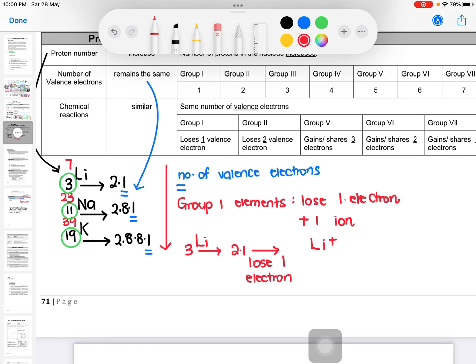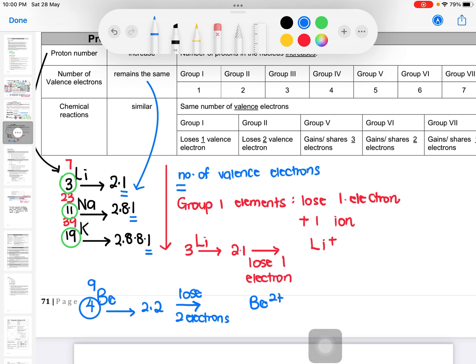For example, beryllium has proton number 4, mass 9. I'm looking at this number here. So beryllium will be 2.2. For 2.2, it will lose 2 electrons. When you lose 2 electrons, you become Be2 plus.